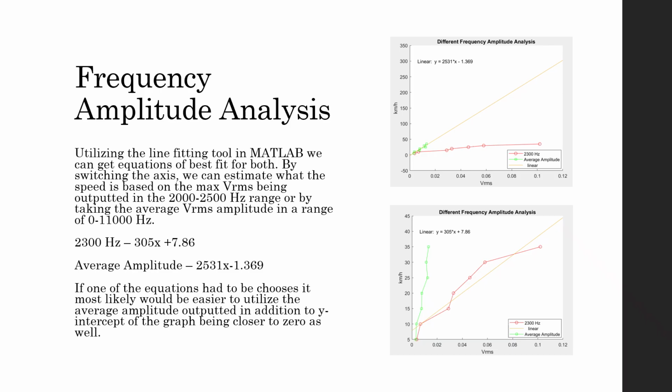So using these equations with MATLAB, you're able to fit a linear regression line to come up with the following equations below, which can be seen listed. And that can be used to predict what speed you're going at based off of what your input VRMS is that is being measured, the grouping of either 2000 to 2500 hertz, the max VRMS there, and then also the average of the entire power spectrum itself, which is implemented into the average amplitude equation.